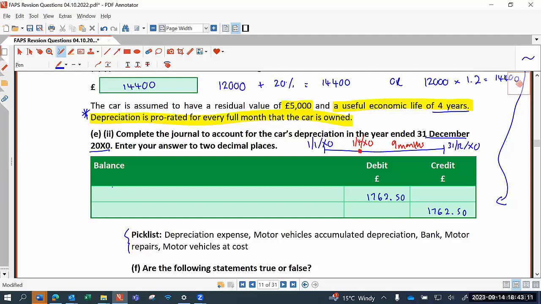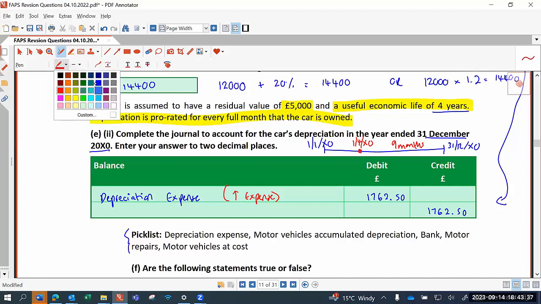Excellent. Well done. So the debit is to depreciation expense. If you remember dead click, which is what we use to do our debits and credits, we say debits are increases in expenses, assets and drawings. Well, this is an expense. An increase in an expense is a debit. And you wanted to credit the accumulated depreciation.